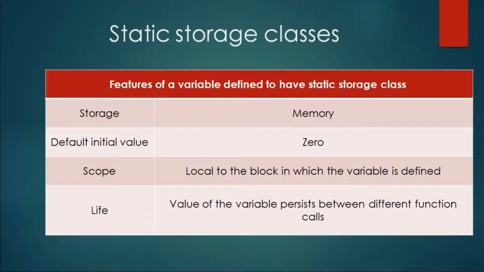Then we have static storage class. In this case storage is memory. Its initial value is 0, but the scope and life are different. The scope is local to the block in which the variable is defined, which is the same as other storage classes, but for life, the value of this variable will persist between different function calls.